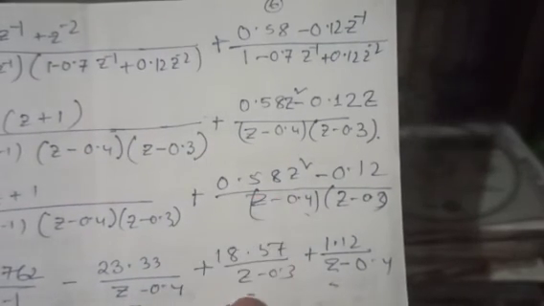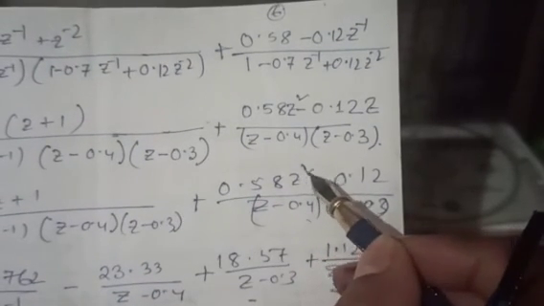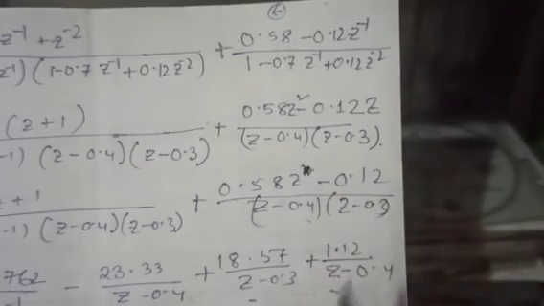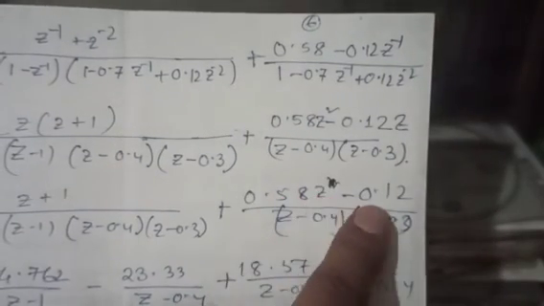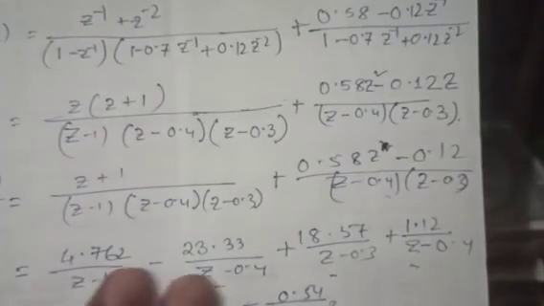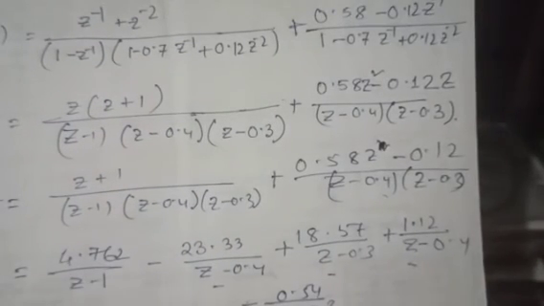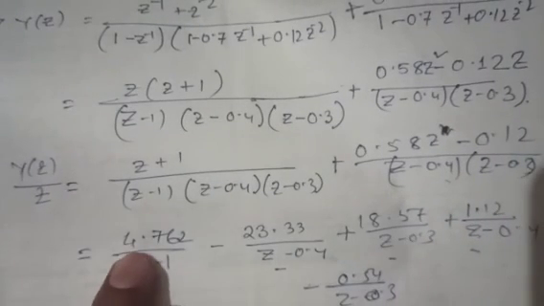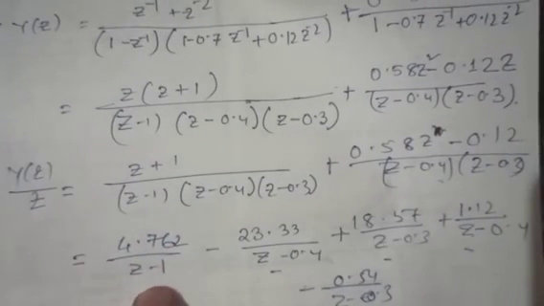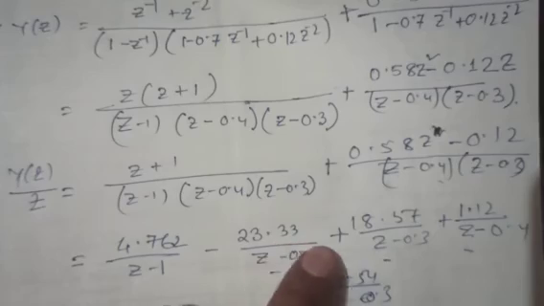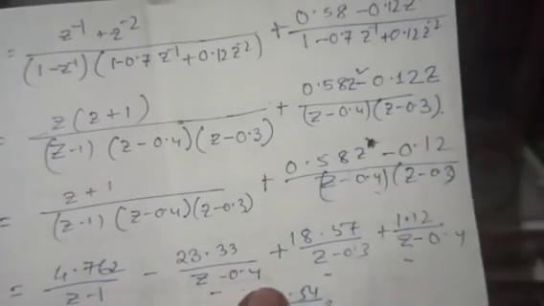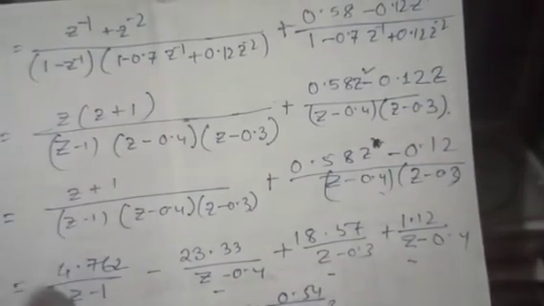Here it is not z square, it is z, okay, so 0.58 z minus 0.12 because this z is made common. And do the partial fraction using simple algebraic partial fraction method. Finally, you will get this: 4.762 by z minus 1, 23.33 z by z minus 0.4, like this you will get, okay.